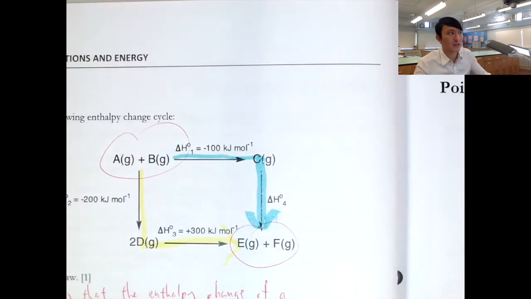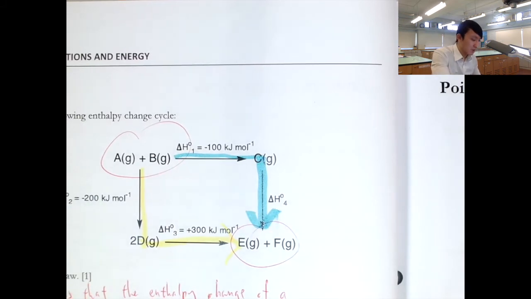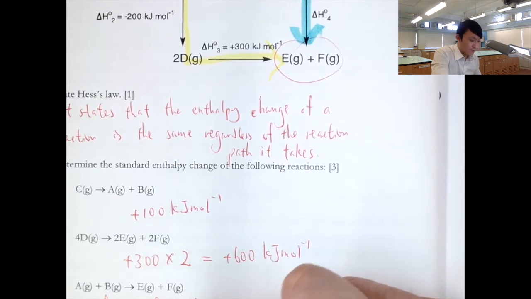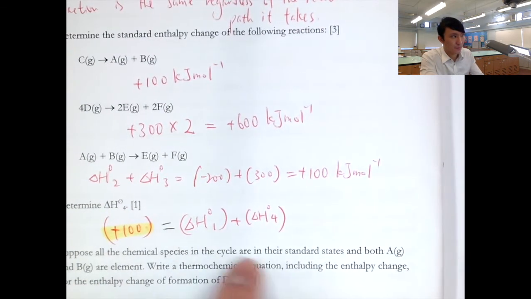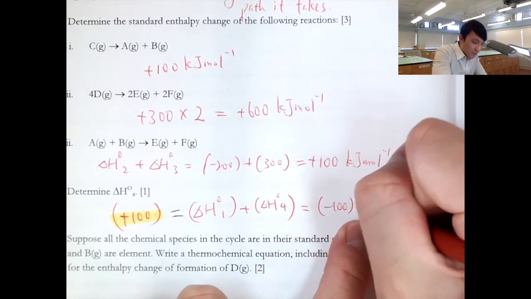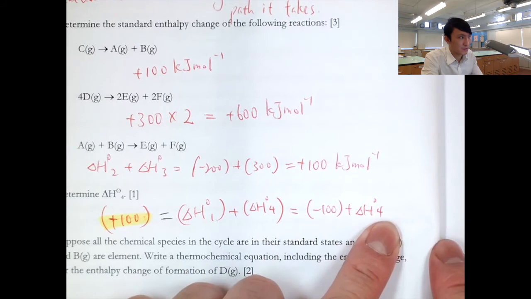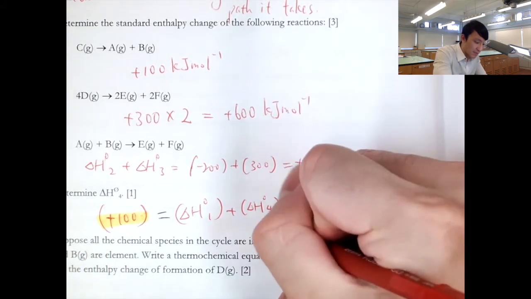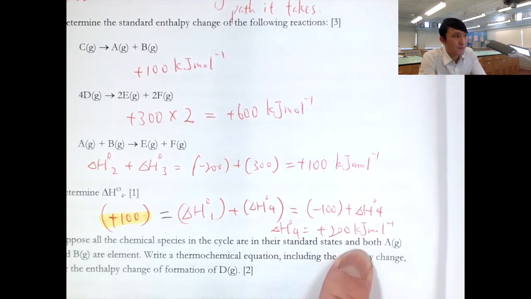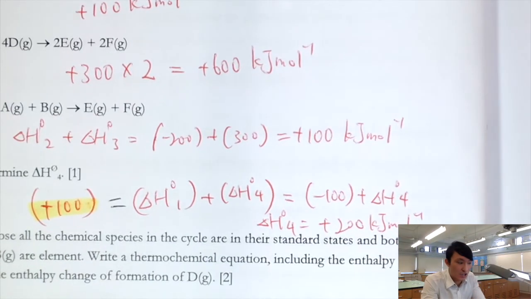So the blue path is involving delta H naught 1 and delta H naught 4. So this one you can put down, okay, delta H naught 1 and delta H naught 4. Here. So delta H naught 1 is negative 100. Delta H naught 4 is what we are looking for. So negative 100 plus something equals positive 100. So delta H naught 4 must be equal to positive 200 kilojoule per mole. Okay? So this is how we can make use of Hess's law as well as the enthalpy change cycle.